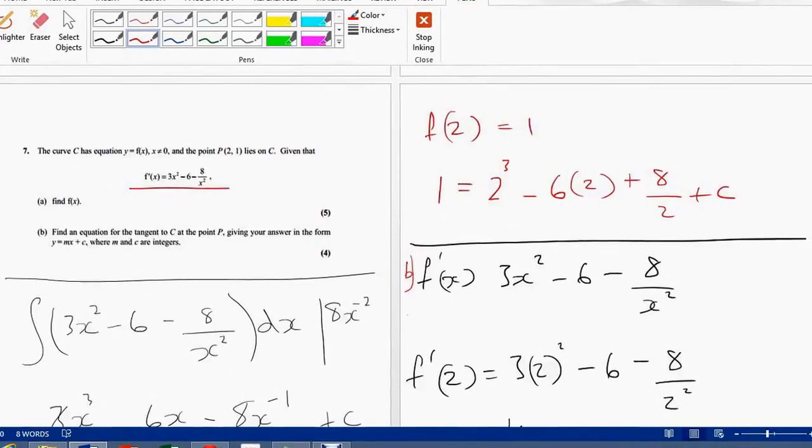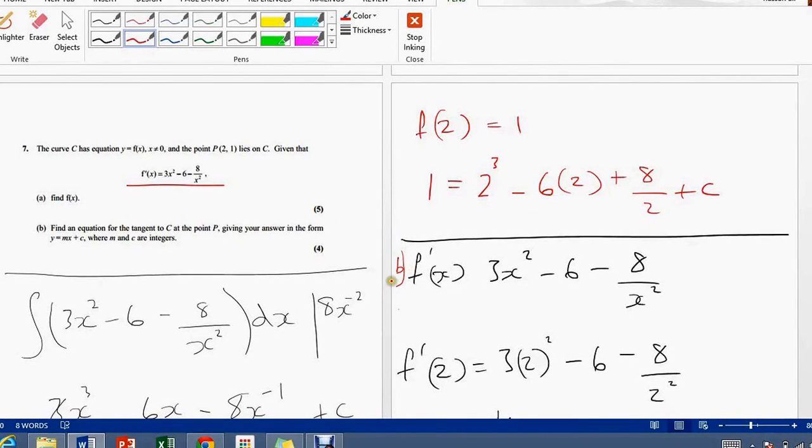Right, moving on to question 7. Question 7 has given you an equation, not the full equation, and it's giving you a point (2, 1) which says lies on C. It's given you the differentiated function, 3x² - 6 - 8x^(-2), and it's telling you to find f(x). So what do you think we do? We go back, because we've got the differentiated one here, we have to integrate to get our equation.